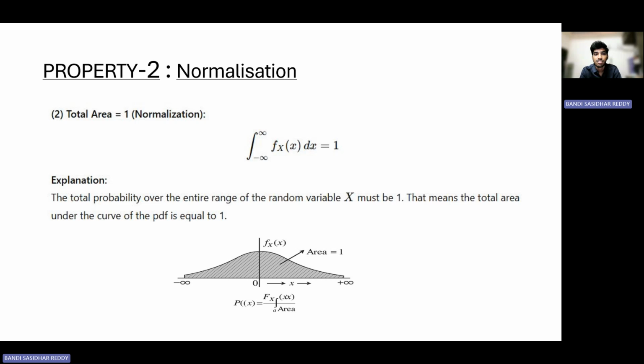Property 2. Normalization. It is simply telling us that the area under the curve of the probability density function must be 1, so the area of the entire region under the curve is 1. The integral over all different values of capital X, the integral from minus infinity to infinity of fX of x dx, equals 1.